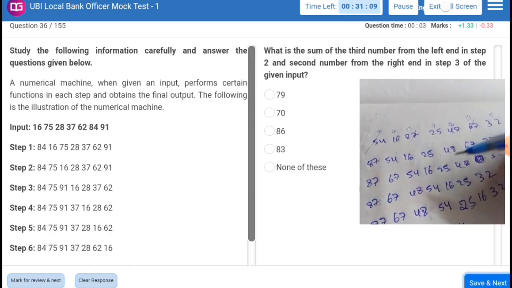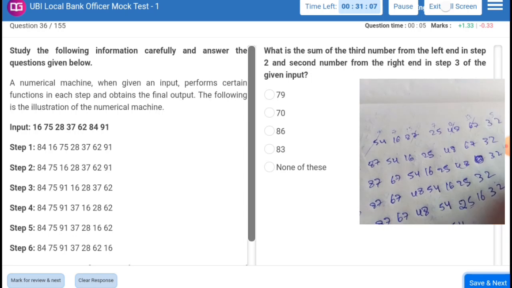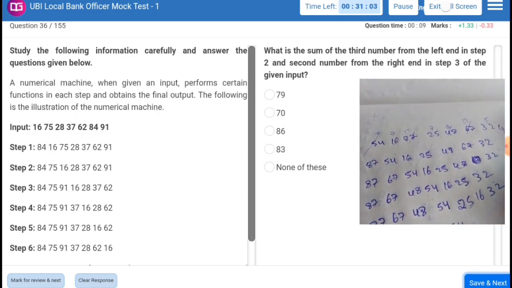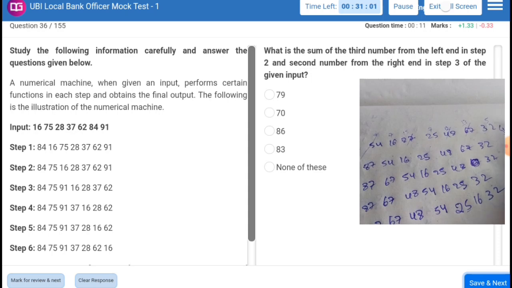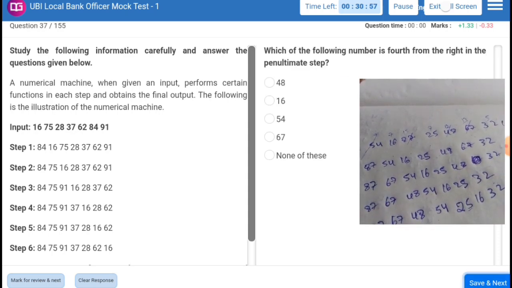So the sum of the third number from left end of second, second number from right end. 79. Which of the following number is fourth from the right of penultimate step? 54.